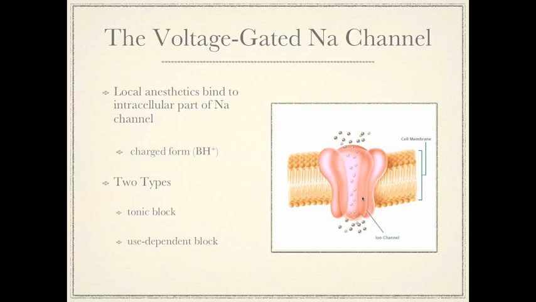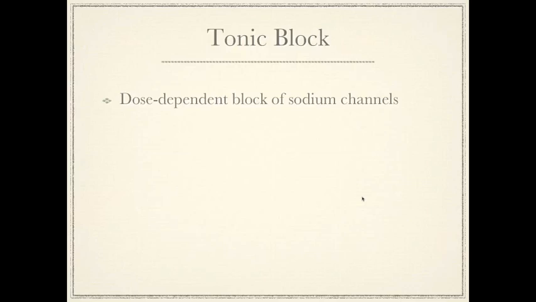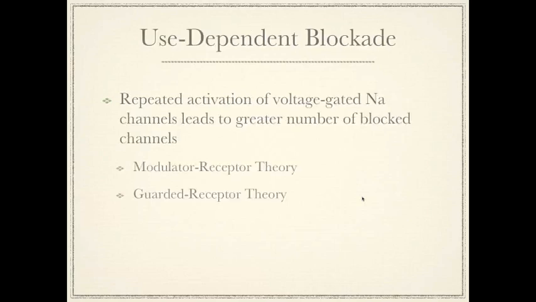So there are two basic types of block, a tonic block and a use-dependent block. So the tonic block, very straightforward. It's a dose-dependent block of sodium channels. So you give more drug, you have more block. Very straightforward. Use-dependent blockade basically relies on the fact that open sodium channels are bound more tightly by local anesthetic. So by repeatedly stimulating a sodium channel, it will be in the open conformation more often. And therefore, local anesthetics will bind to it better, and you get a larger block.